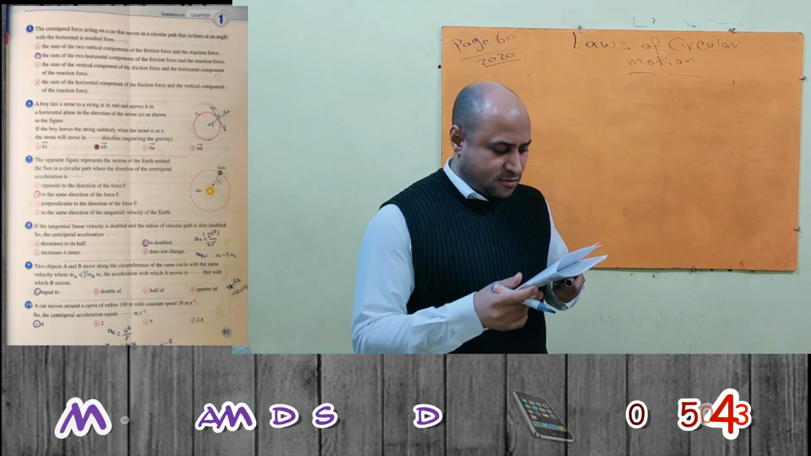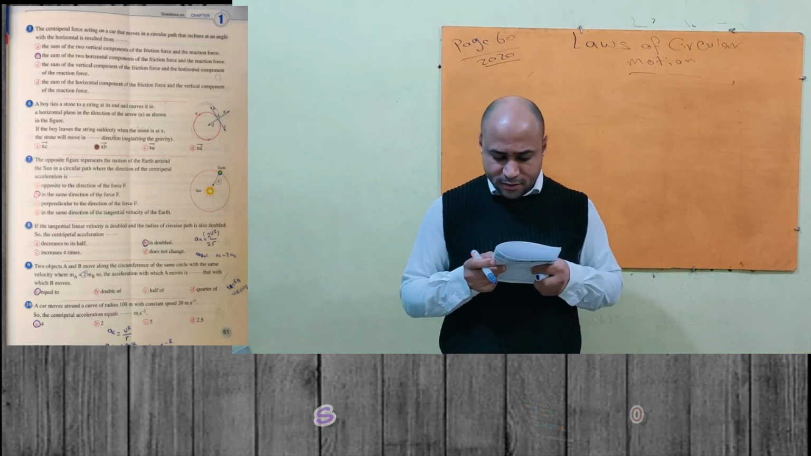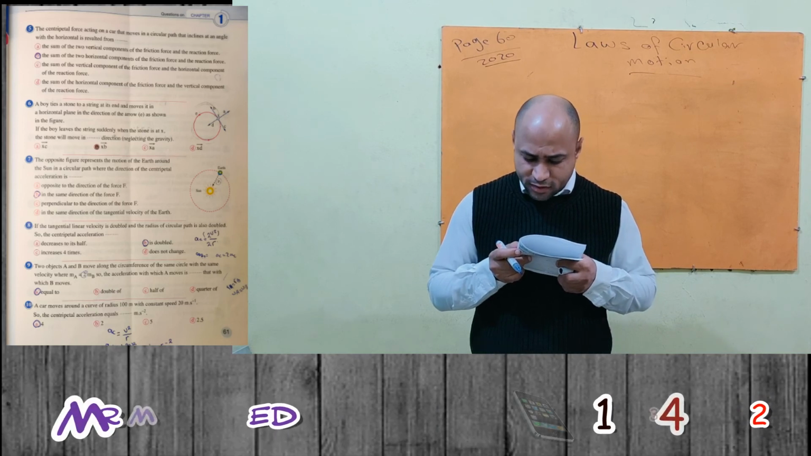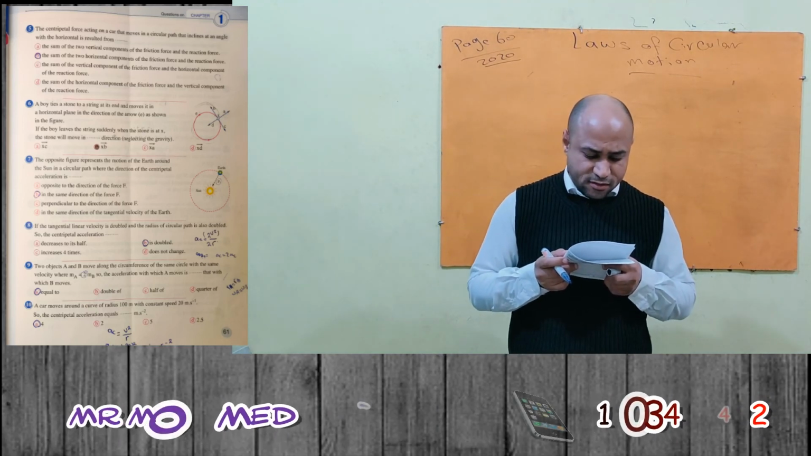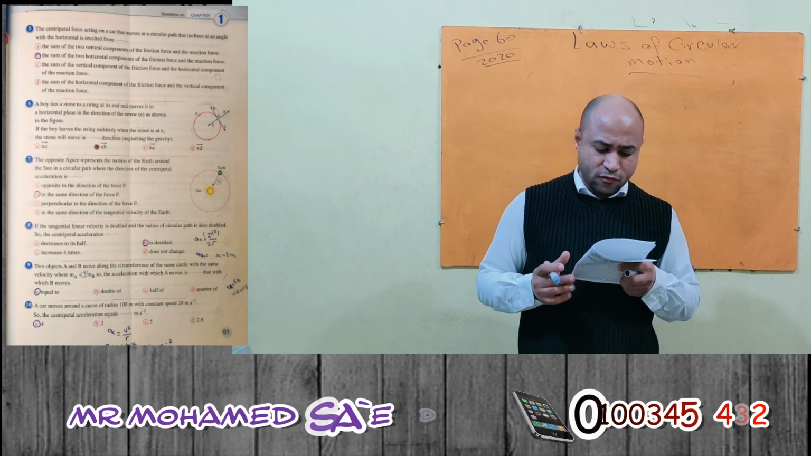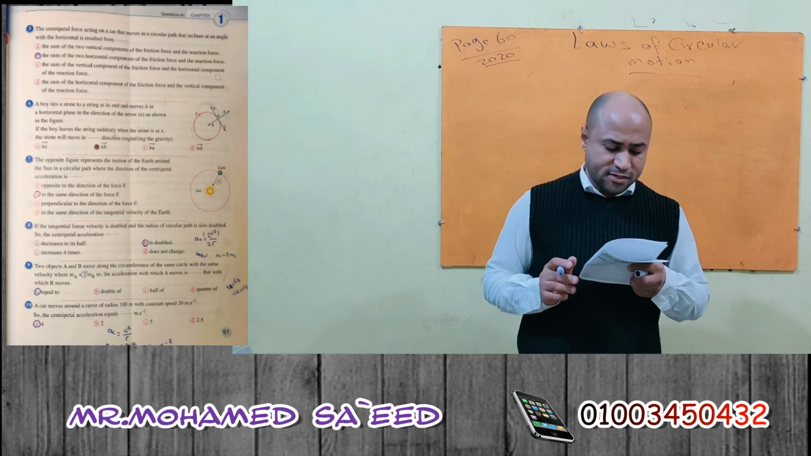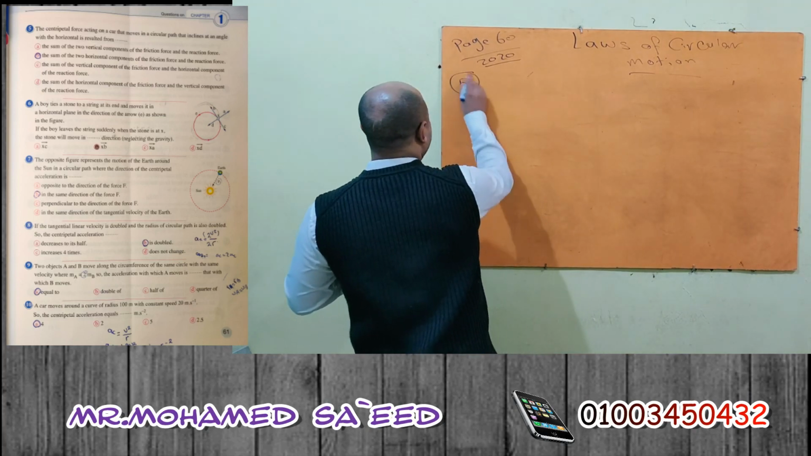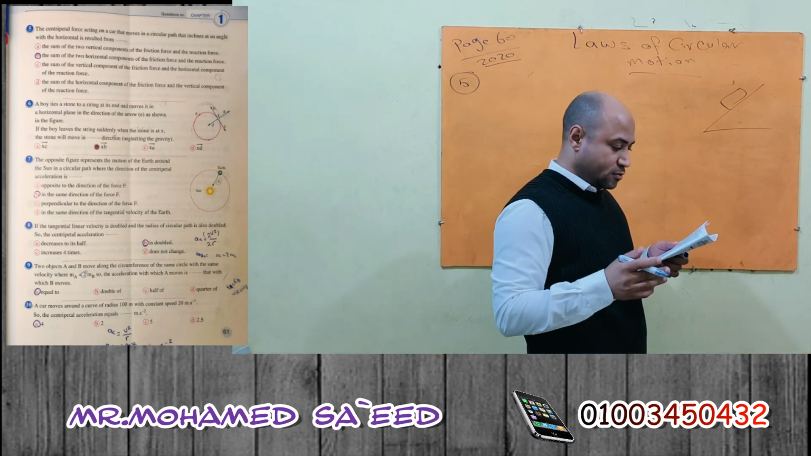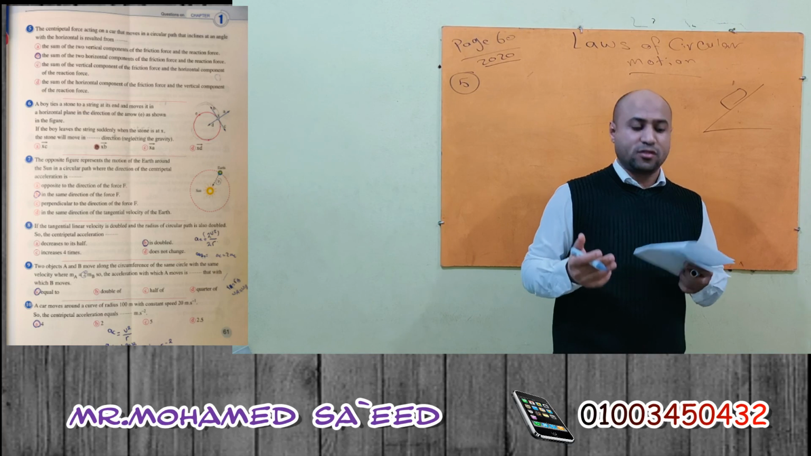Question number 5: the centripetal force acting on a car that moves in a circular path that inclines at an angle with the horizontal is resulted from what? A moving body moves on an inclined route or inclined path. The question asks about the centripetal force in this case, resulted from what?